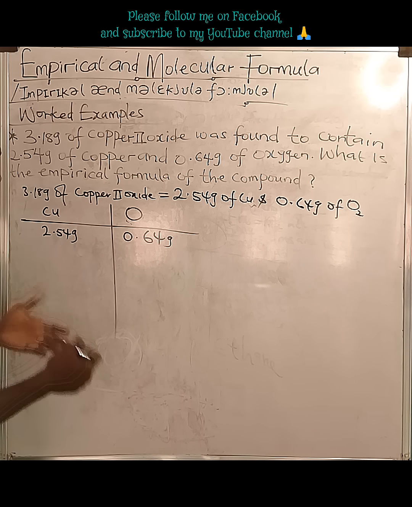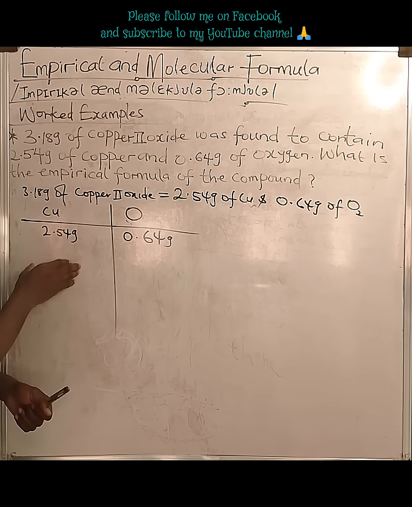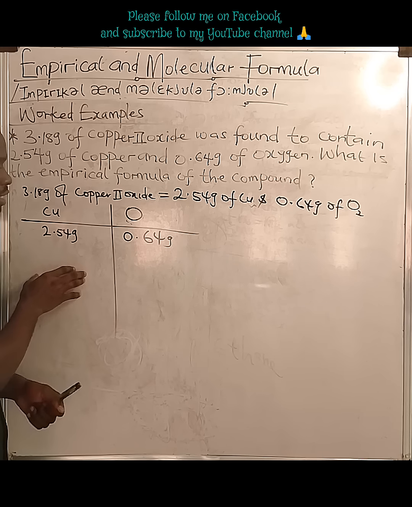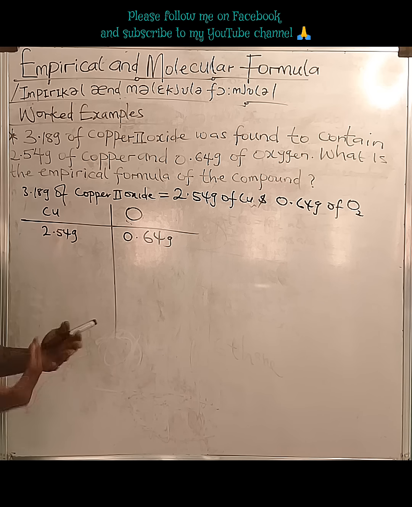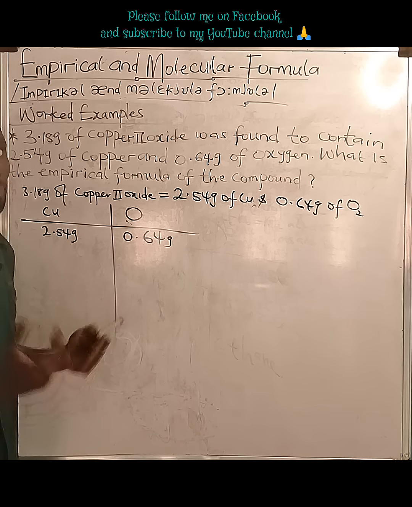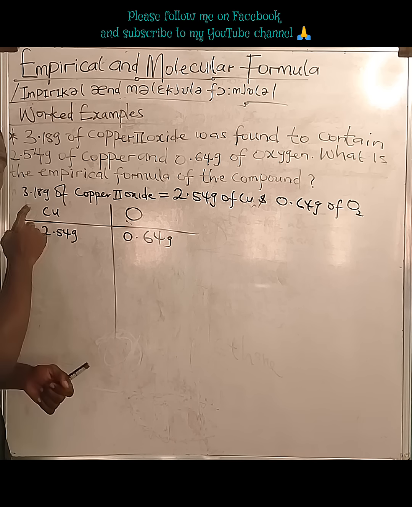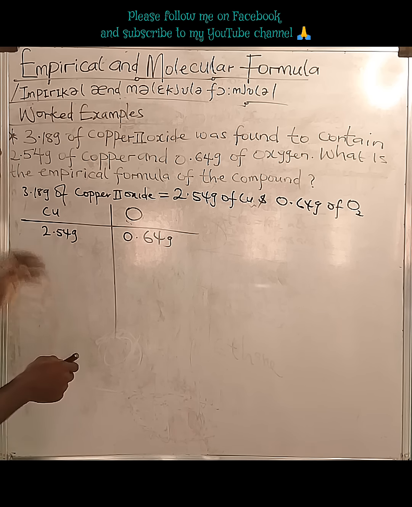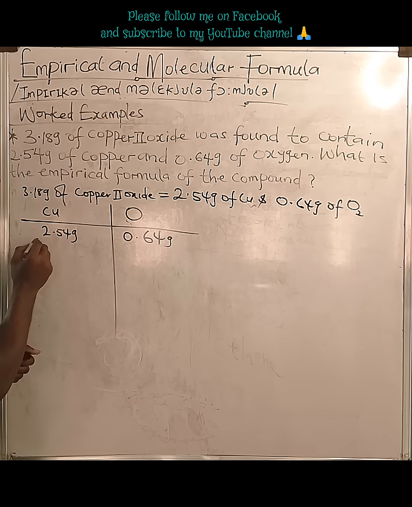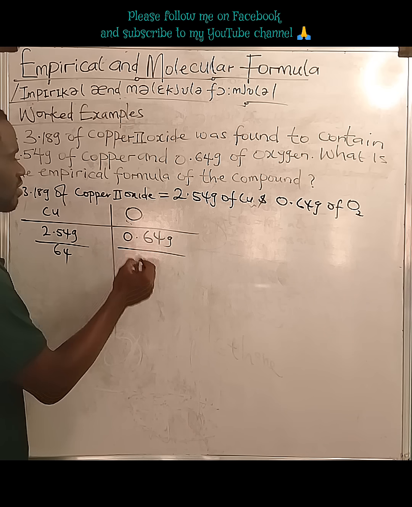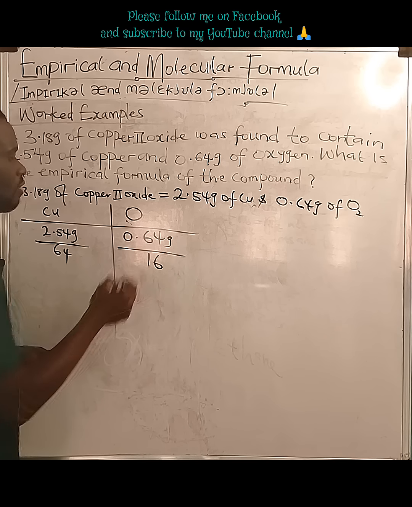So what's the formula for mole? Mole is mass over molar mass. You could also call it mass over atomic mass, it depends. If it's just one atom of the element we're talking about, like let's say just an atom of copper, what's the atomic mass of copper? It is 64. So 2.5, I beg your pardon, 2.54 over 64, while oxygen is 0.64 over 16.